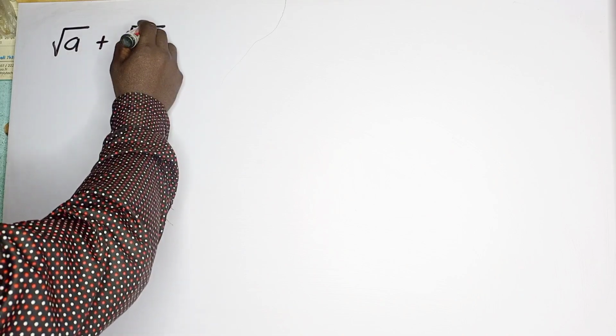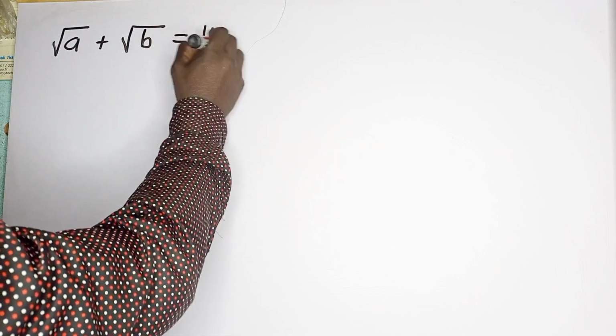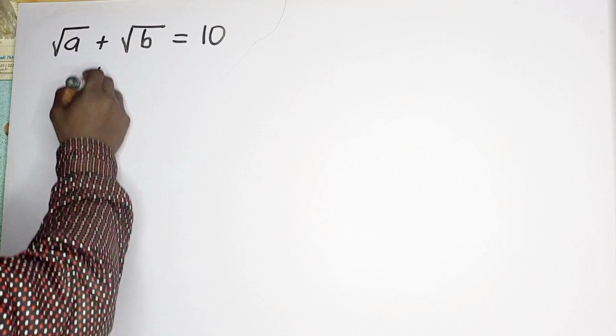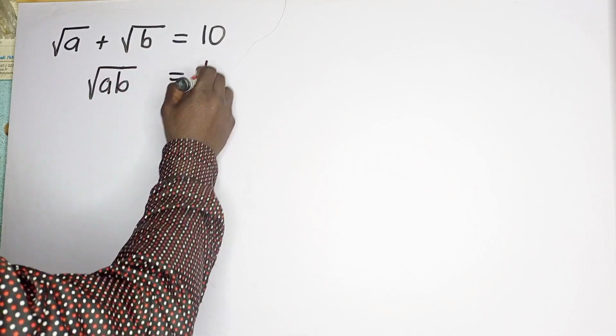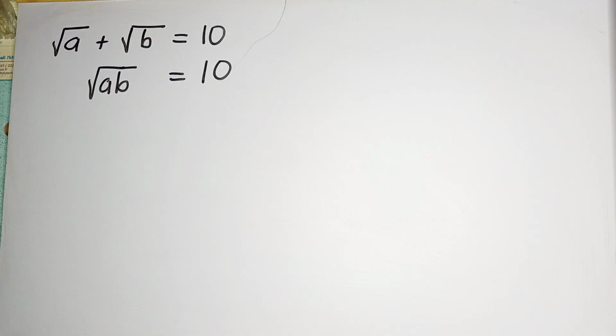Root A plus root B is 10 and root AB is also 10. To find the values of A and B, A and B are real numbers. How do we go about that?